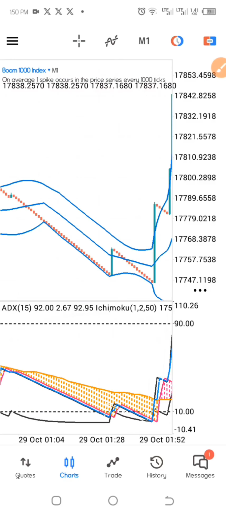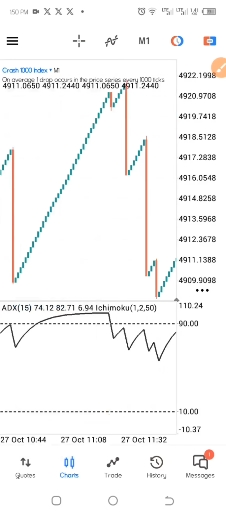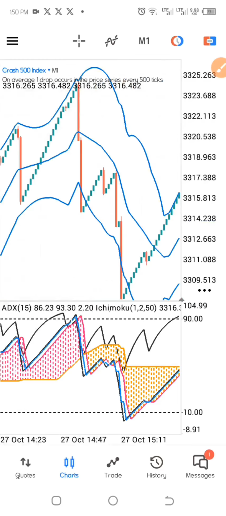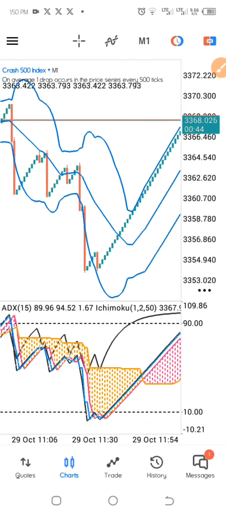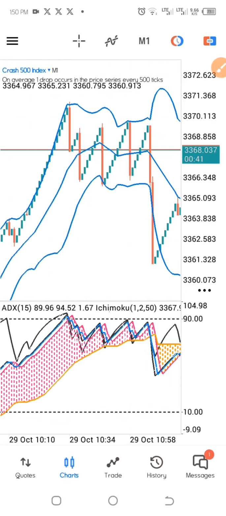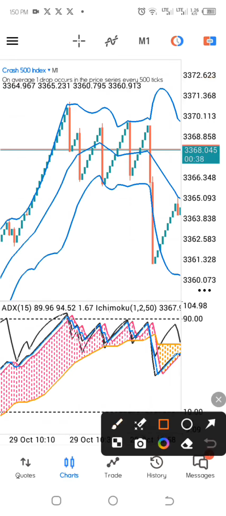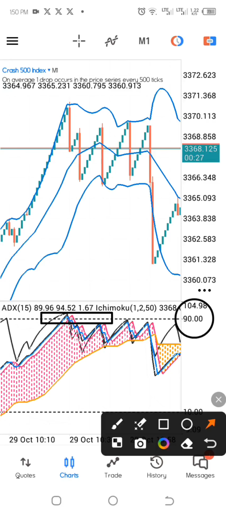Okay, so let me show you guys another example, and I'm going to show you the example here on Crash. So let's go to Crash 500. Now whenever you want to take a sell trade, always make sure that you see that the Ichimoku is at the 90 levels of the ADX, and we also see that the price touches the last Bollinger Bands, which happens right here. So anytime you see the price close to the Bollinger Bands, you always want to look for selling opportunities. That is how you sell.